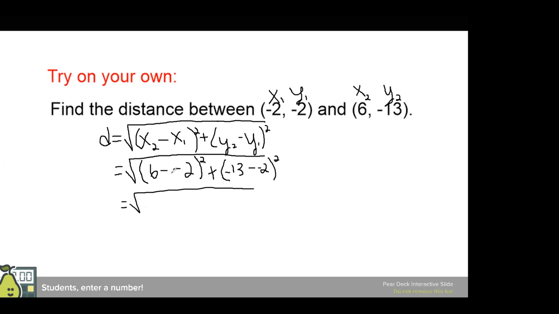What happens here again? Minus a -2, what happens? Yeah, it becomes positive, right? So what's 6 plus 2? Good. So we have 8 squared plus, same thing happens here, right? It becomes plus -13 plus 2. What's that? Negative. Good, -11.